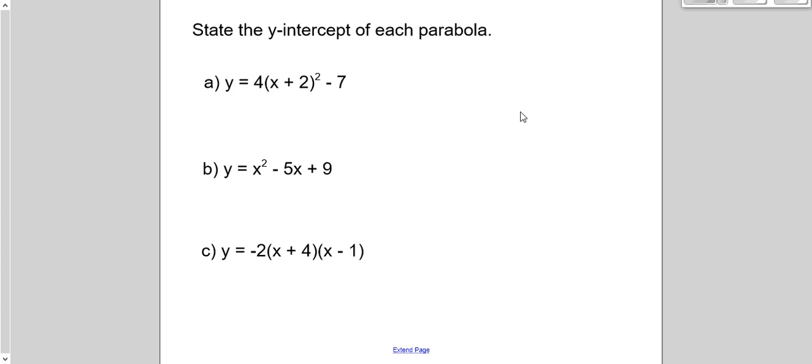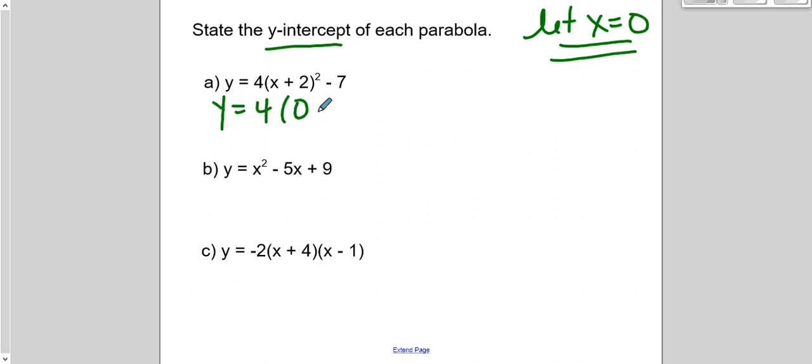All right, so today we're gonna keep on going with vertex form, but before we get started there, I want you to take a look at these and see if you can tell me the y-intercept. So our y-intercept of a parabola comes from letting x be equal to 0. Whenever you're asked for a y-intercept, x equals 0 is what you want to think about. So in this case, wherever there is an x, I would put a 0.